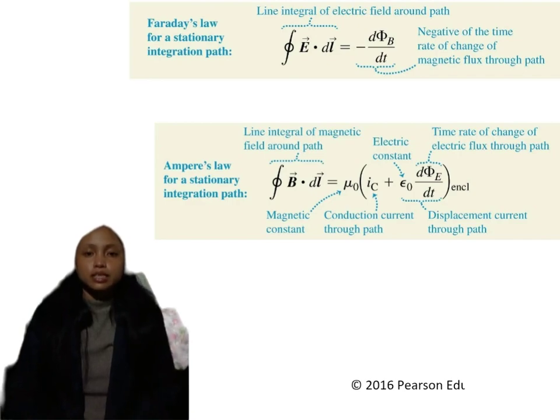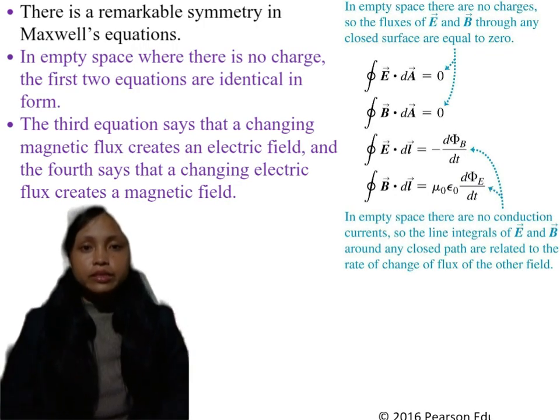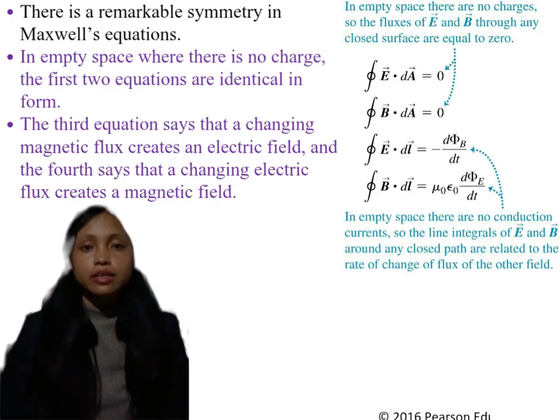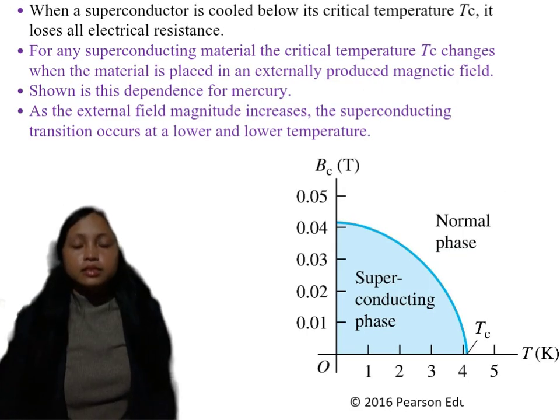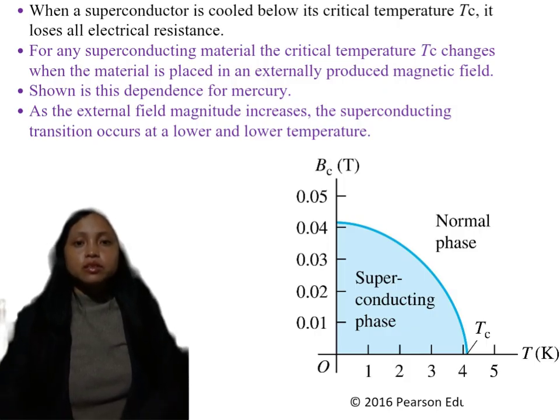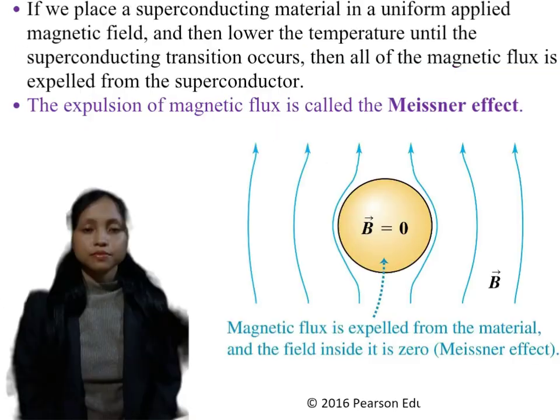including displacement current. Remember that in empty space, changing electric fields create magnetic fields, and changing magnetic fields create electric fields. This leads to electromagnetic waves. Take note that superconductors have zero electrical resistance and a critical temperature that decreases with strong magnetic fields.